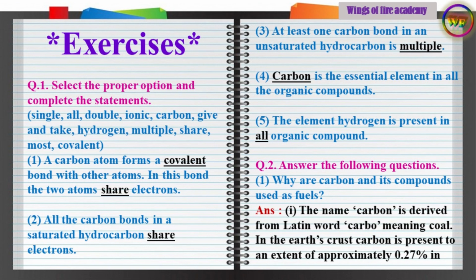Question 1. Select the proper option and complete the statements. 1. A carbon atom forms a covalent bond with other atoms. In this bond the two atoms share electrons.